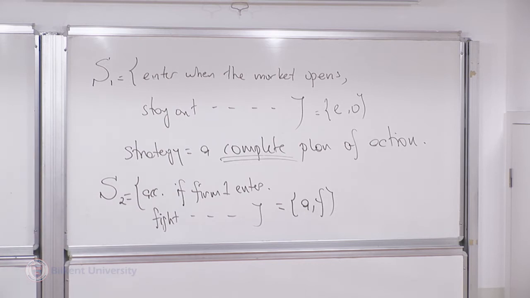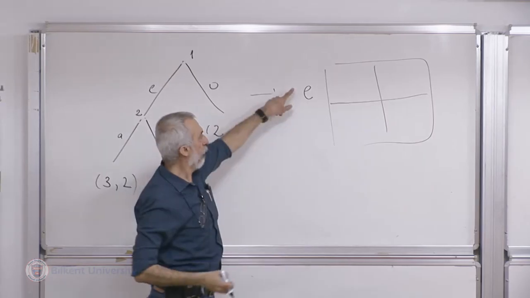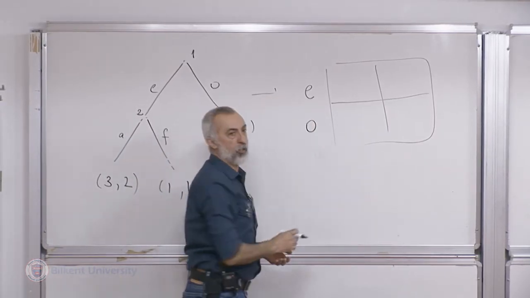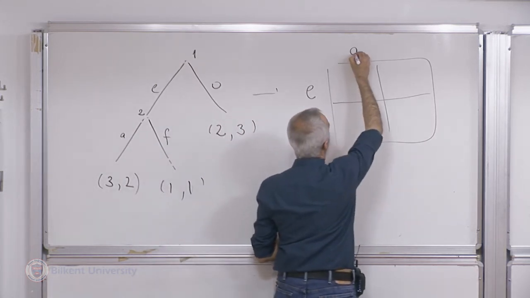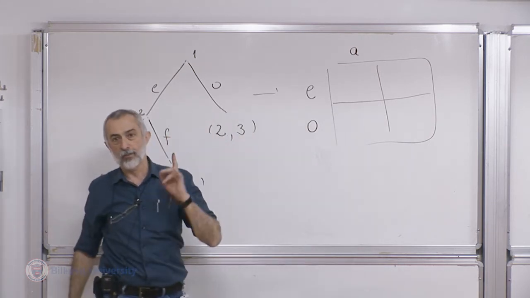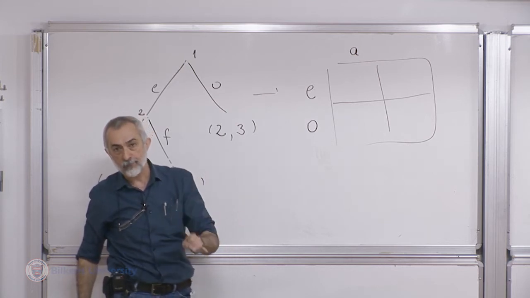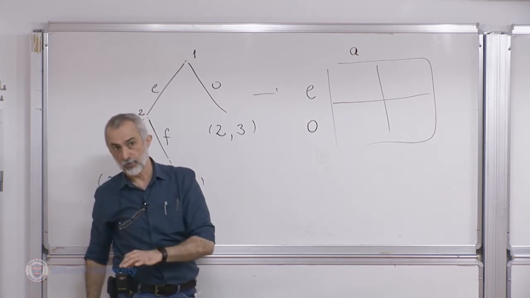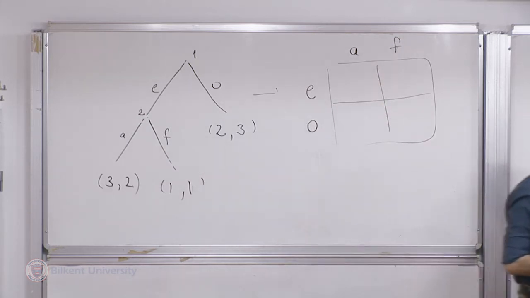We can represent it with a matrix. So firm 1: enter when the market opens, stay out when the market opens. Firm 2: accommodate if firm 1 enters. Again, be careful, I don't say accommodate. It's a plan of action. Accommodate if firm 1 enters. Fight if firm 1 enters.